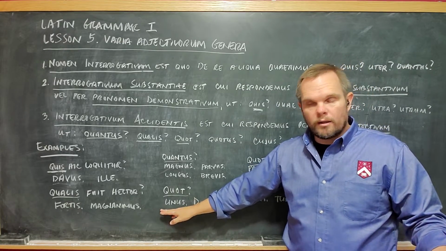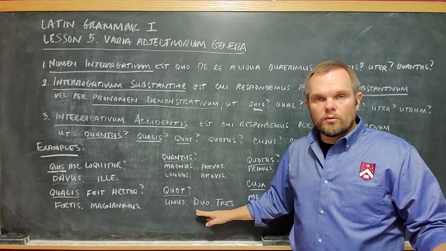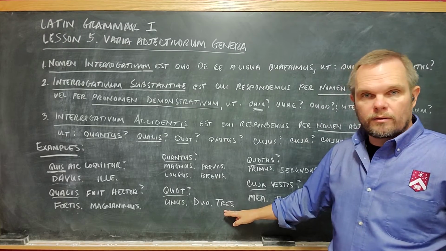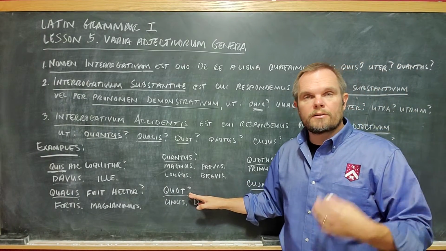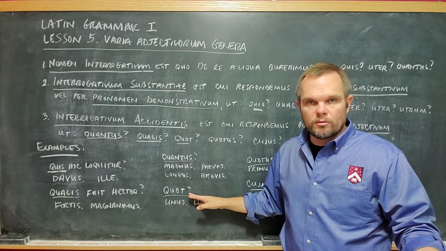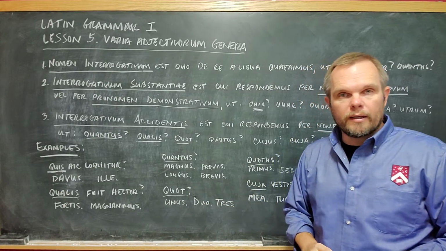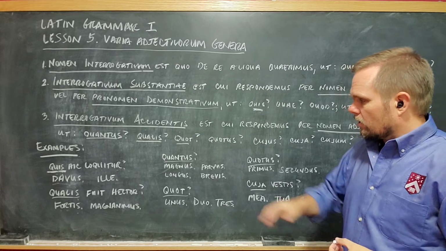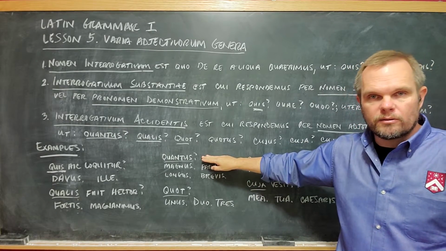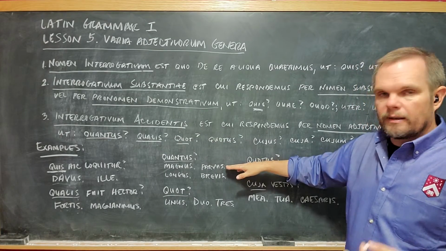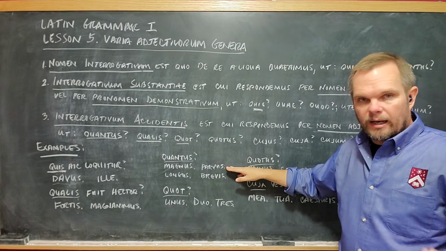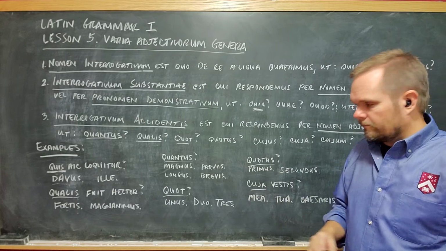Unus, one, duo, two, tres, three. So the question quot asks about a multitude and is answered with a number, and numbers are adjectives. Quantus asks about a magnitude and is going to be answered with some adjective of size or length or width.